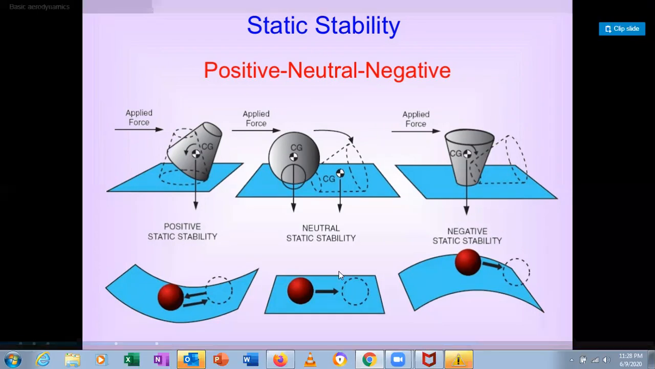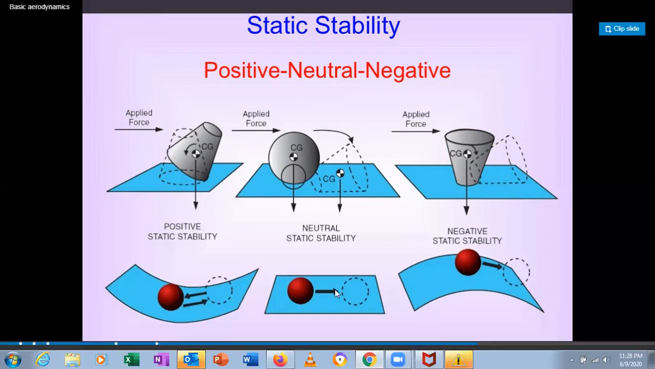Here you can see neutral. It will stay in the same position. If I disturb it, it will also come back to the same position. That is called positive; what comes back to the original point is called positive. If it does not have any change, that is called neutral. Negative stability is what will not come back to its original position.